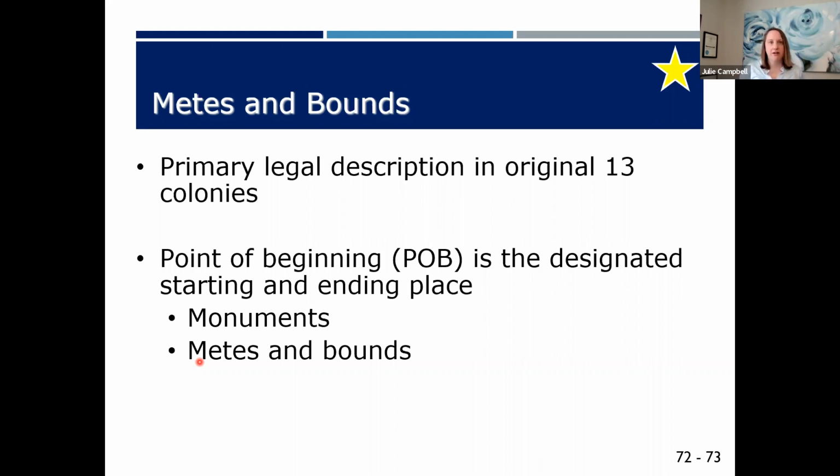Let me ask you guys a question. Do trees fall down? Do bodies of water dry up? Do monuments get moved? Because we don't know if monuments have moved between when this buyer's buying versus when the seller was buying, buyers are encouraged to have a survey done as part of their inspection period.